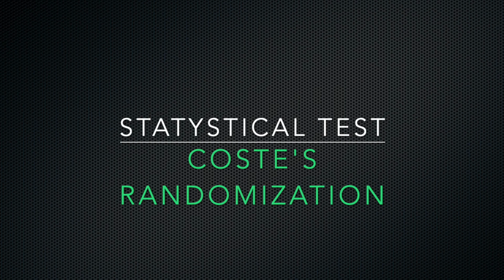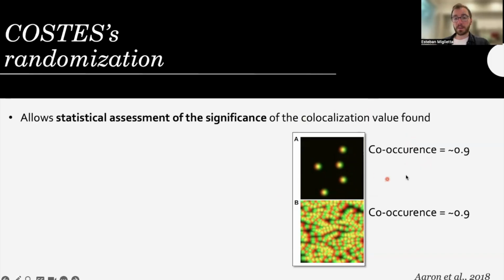In their paper, Costes also proposed a method for assessing the statistical significance of a given colocalization value. Take this image, for example. In both cases, we can calculate a co-occurrence of 0.9 between the red and green channels. However, it is easy to see that the value obtained here might not necessarily be due to an actual biological relationship between these two signals, but rather because there is a lot of red and of green signal in the image.